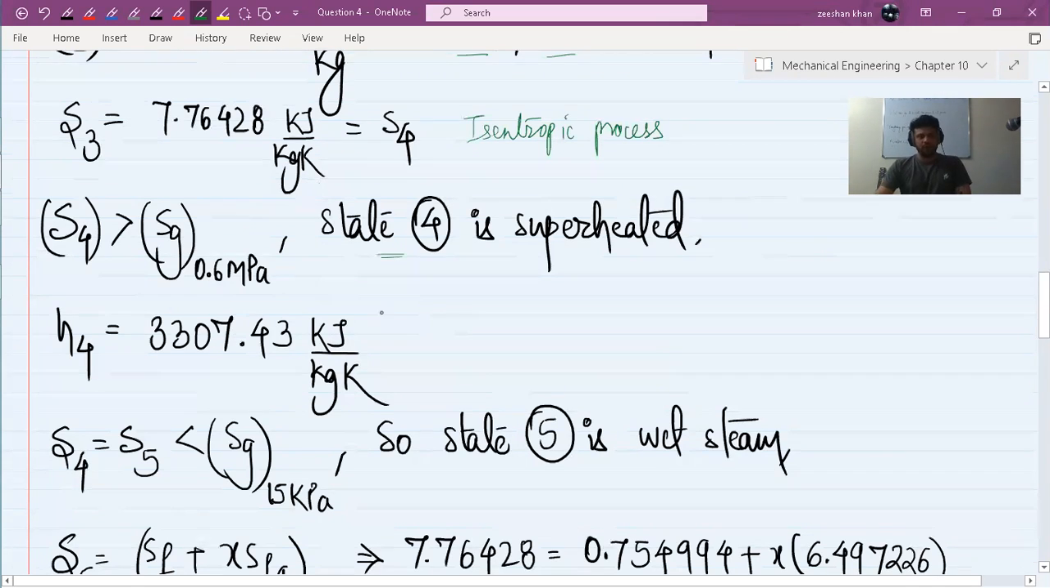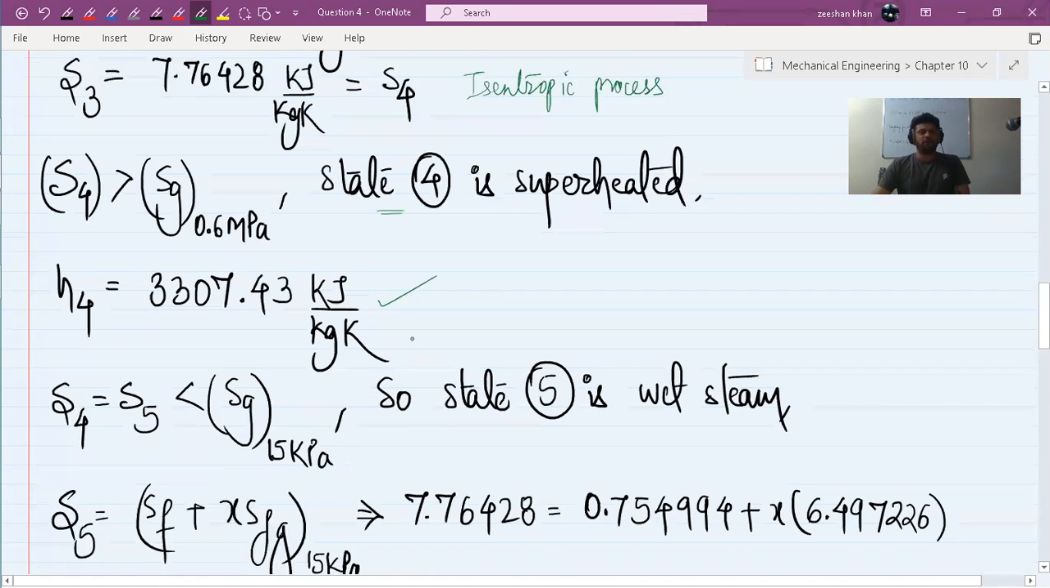3307.43. That is by the interpolation between the values of entropy at various temperatures on this pressure, and then interpolating between enthalpies at those two temperatures. And it's a long process, interpolation, and it's kind of inexact. I use a website for this. So s4 comes out, h4 comes out with this much.